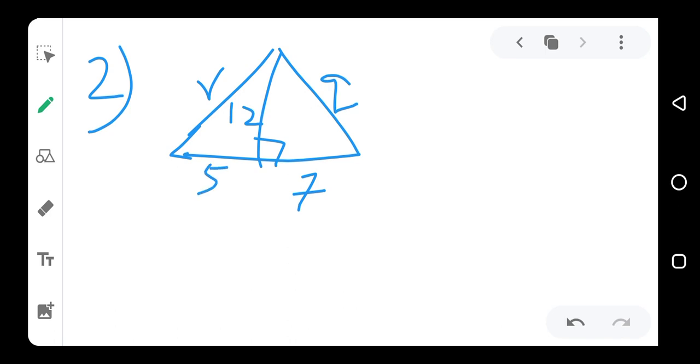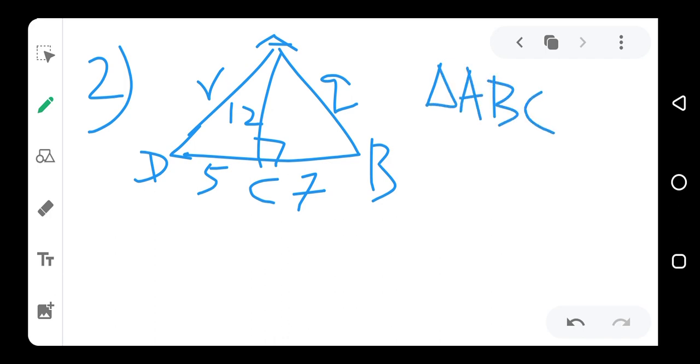Now again, the first thing for us to do is to identify the points and bring out the triangles inside this big triangle. So let's start with this place A, B, C, and D. Now we bring out the triangles inside this. We have triangle ABC and triangle ACD. Triangle ABC and triangle ACD.